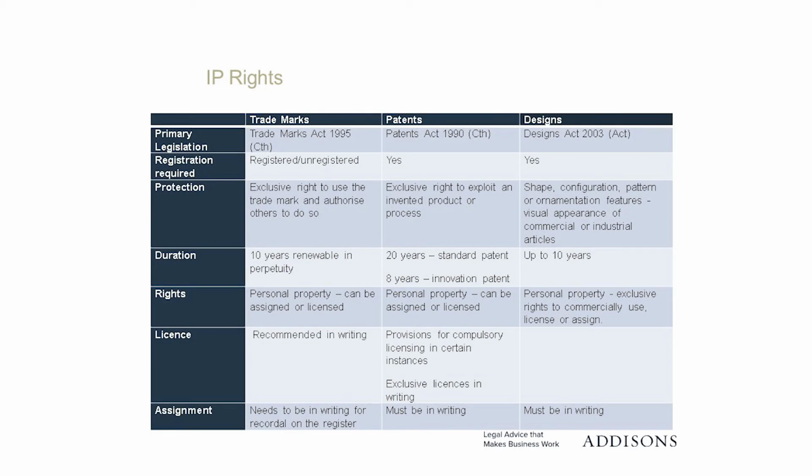The next area we wanted to talk about was patents. Patents are granted under the Patents Act in Australia, and they confer on the patentee the exclusive right to exploit the invention. In Australia, we have two types of patents. You can have a standard patent or an innovation patent. And recently, there has been discussion about basically no longer having innovation patents. They're still around at the moment, but it is something to keep an eye on.